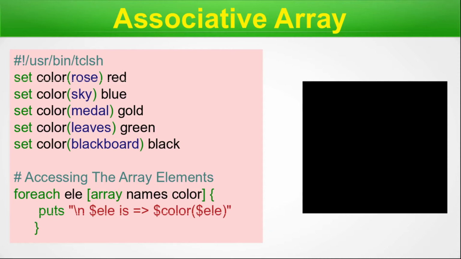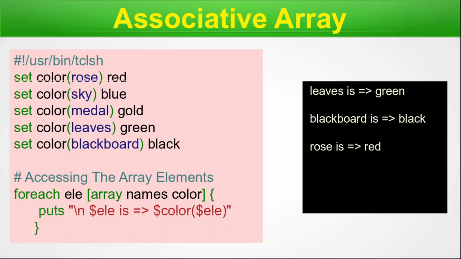Once we execute the code, the output will come like: leaves is green, blackboard is black, rose is red, middle is gold and sky is blue. So this is the way you create the associative array and you access the elements by the key value pair using the foreach loop. Or if you want to access one particular element and its value, then there is no need for the foreach. You have to know the key name and accordingly you get the value. Okay, and we are done with this particular section.